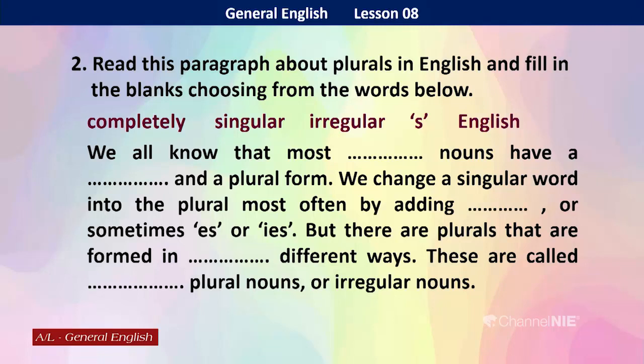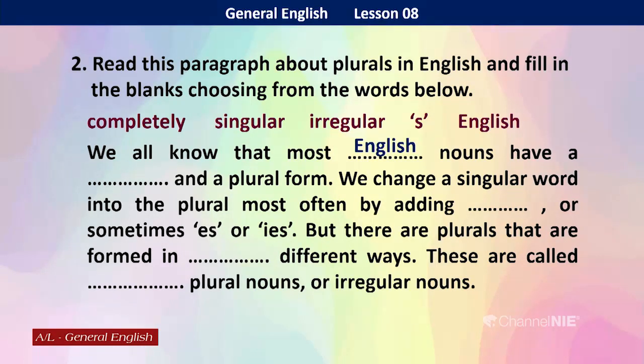We all know that most English nouns have a blank and a plural form. We change a singular word into the plural most often by adding blank or sometimes es or ies. But there are plurals that are formed in blank different ways. These are called blank plural nouns or irregular nouns. Right, so let's fill up the rest of the blanks.